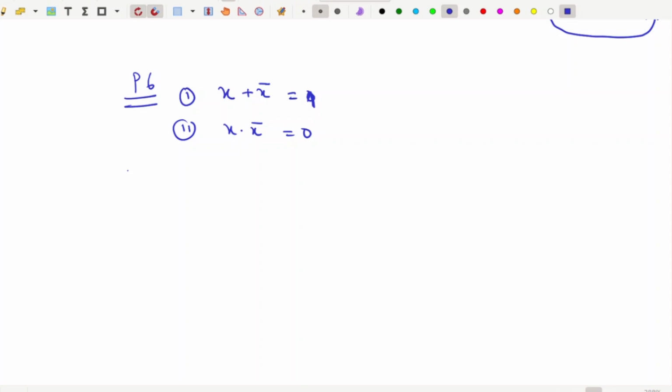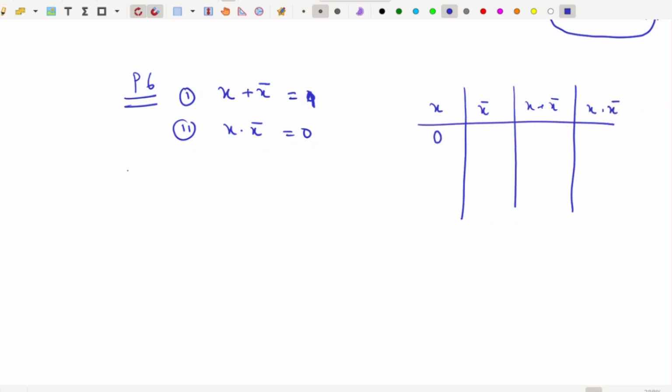For proving this, we use a simple concept of truth table. What is the value of x? Here this is x complement, then what? x plus x complement, and this is what? x dot x complement. When x is 0, only two possible values, because x is a Boolean variable. Two possible values are there, 0 and 1. So when x is 0, what is its complement? 1. When x is 1, what is its complement? That is 0.